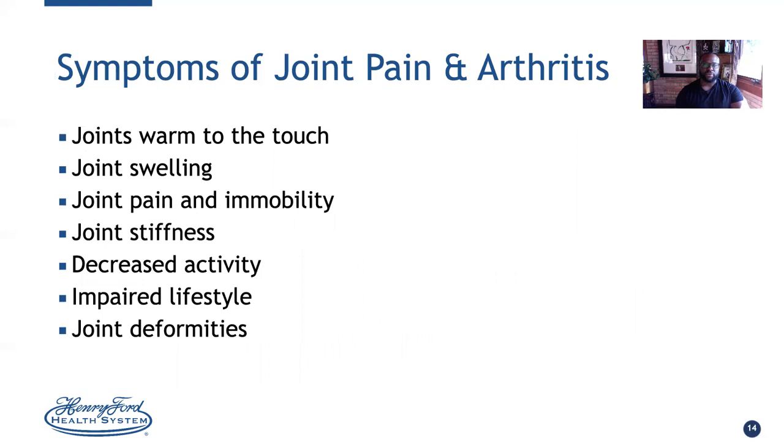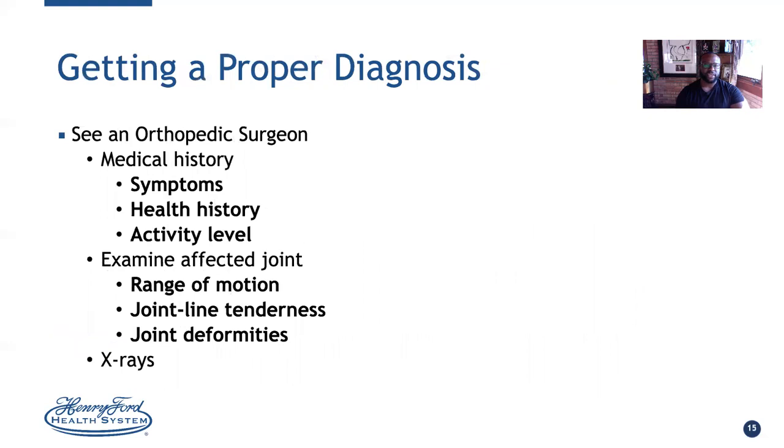So symptoms of joint pain and arthritis, like we talked about with both, you get joints that are warm to touch, joint swelling, joint pain, and immobility. You get joint stiffness, decreased activity, impaired lifestyle, and joint deformities. It's important that you get the proper diagnosis, because this is going to help us figure out the best way to help you. So obviously we want to have you see an orthopedic surgeon, but it's also important for you as a therapist to be able to diagnose these patients as well.